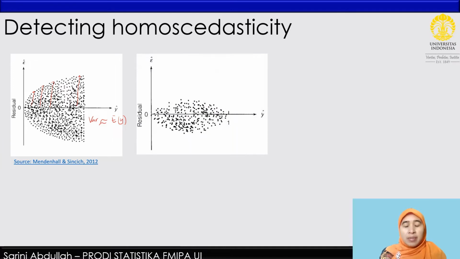Next, we might get this pattern, where the value is from 0 to 1, and when the value is close to 0 or close to 1, the variation is relatively small compared to when the value is getting closer to the center or the middle of the interval.